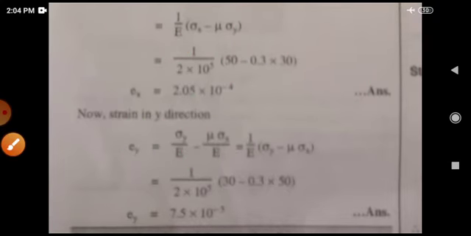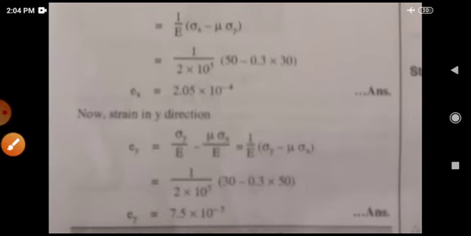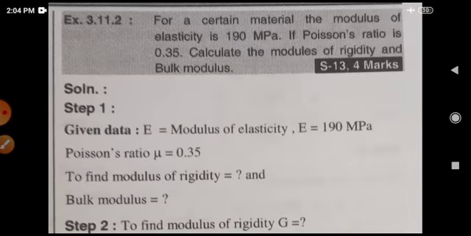Then after making some calculation, you will get the strain in y direction equal to 7.5 into 10 raised to minus 3. You can see here there is no unit, because strain is a unitless quantity. Okay, come on to the next problem.